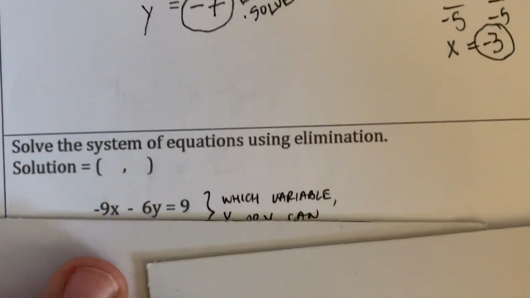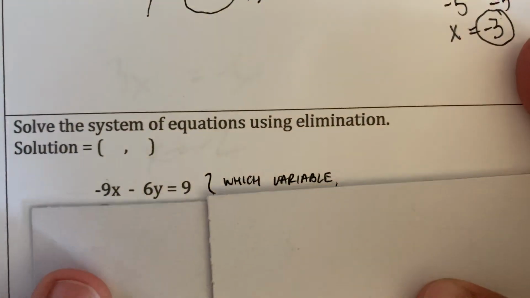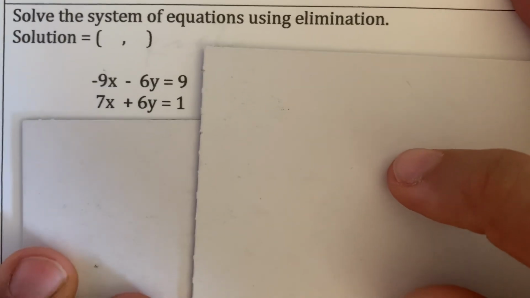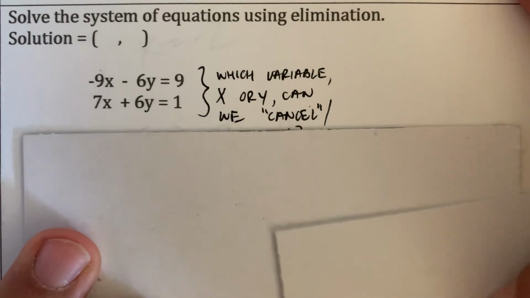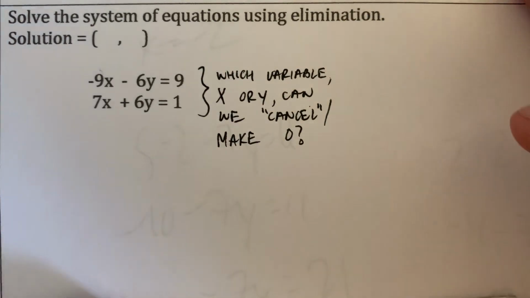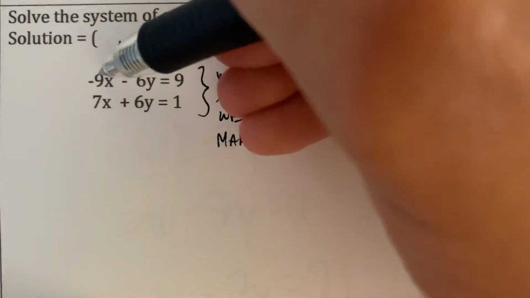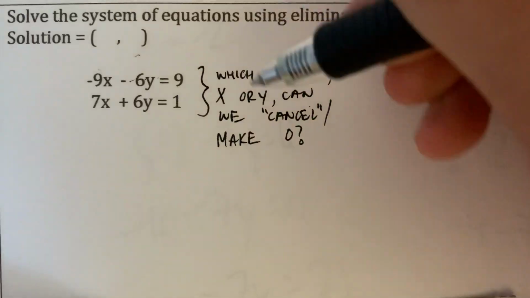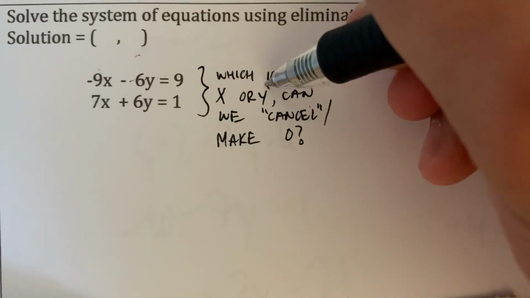Move on to example number 2. We want to solve the system using elimination. Once again, when we see these two equations, we have to think of this question: which variable, x or y, can we cancel out and make 0? This time we have -9x plus 7x. That's not going to become 0. But this -6y plus 6y, these ones will become 0. So we are going to cancel out this y variable.